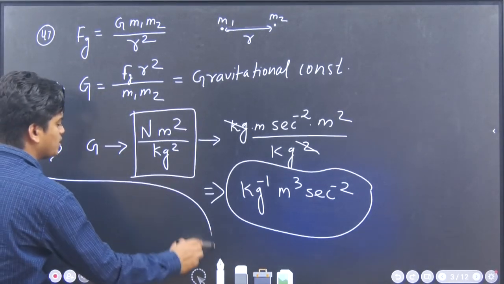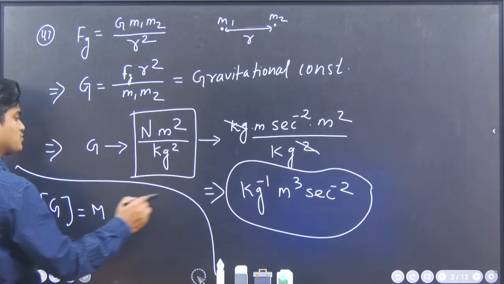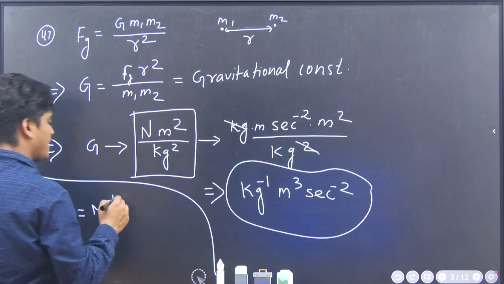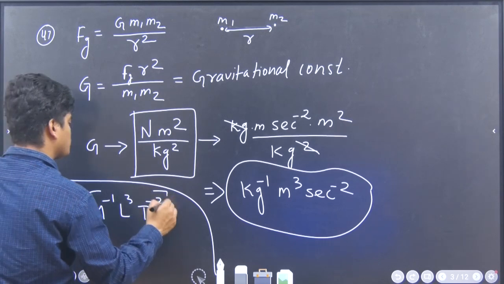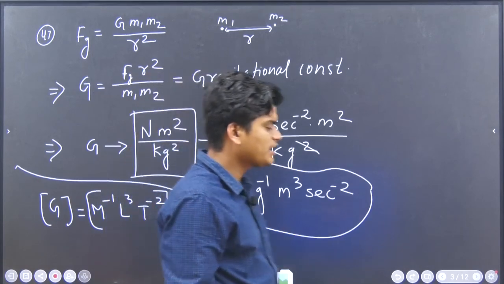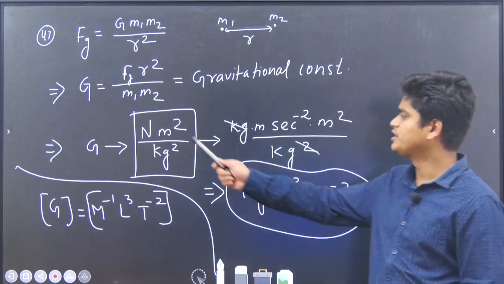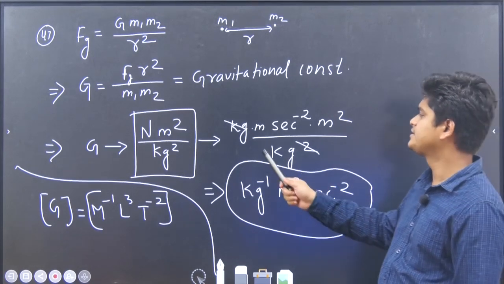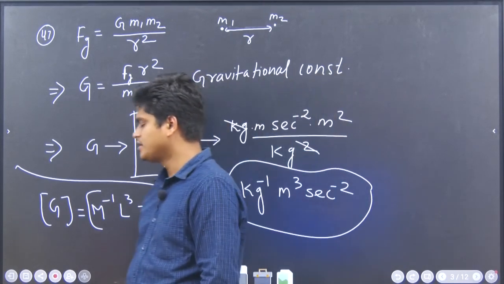Now here if you want to write what is the dimension of G, now dimension of G is nothing but, see this unit, now here mass to the power minus 1, M to the power minus 1 and meter to the power 3, so you can write L to the power 3, then T to the power minus 2. So this is your universal gravitational constant dimension. Okay. So once you know formula, then easily you can find it here. Newton is nothing but kg into meter second to the power minus 2, meter square will be there divided by kg square. So here some cancellation will happen and you get this answer. Okay. So this is the idea about G.